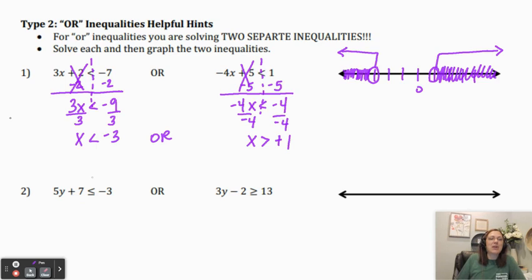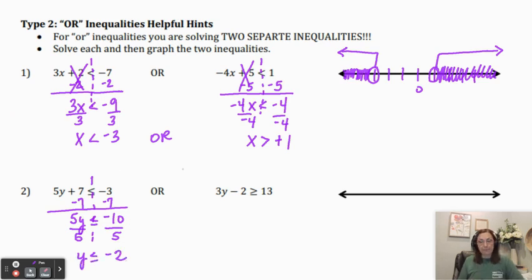All right, I'm going to draw my imaginary line here. I'm going to subtract my 7 from both sides, and that gives me 5y is less than or equal to negative 10. So now I'm ready to divide by 5 on both sides, and I get y is less than or equal to negative 2.